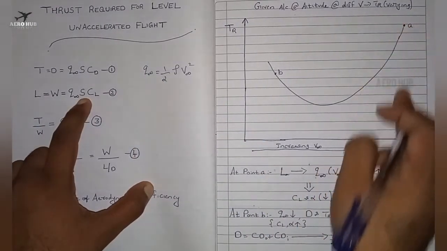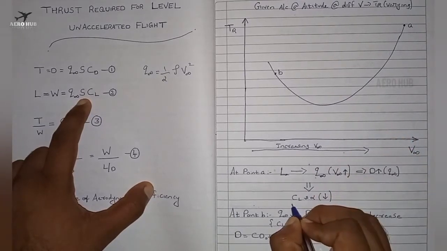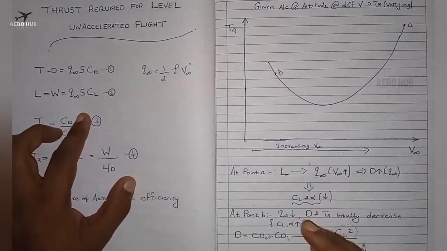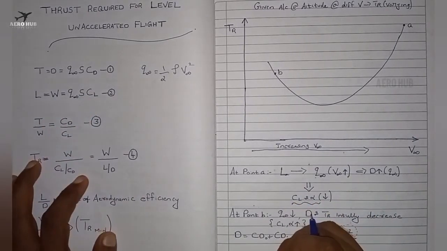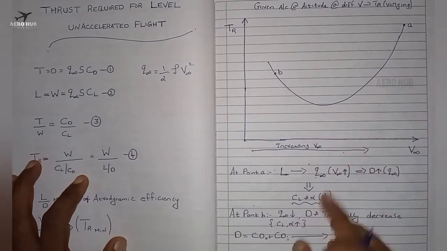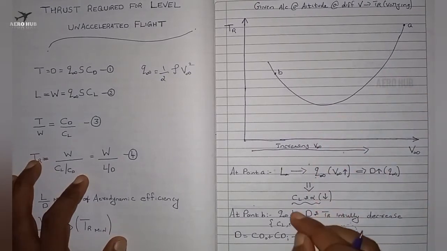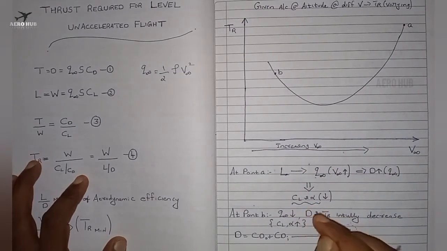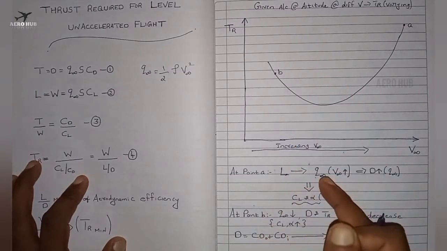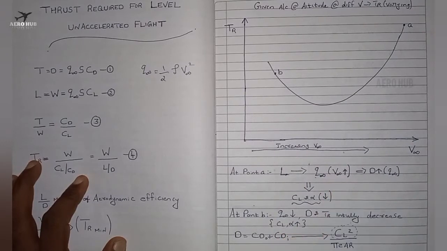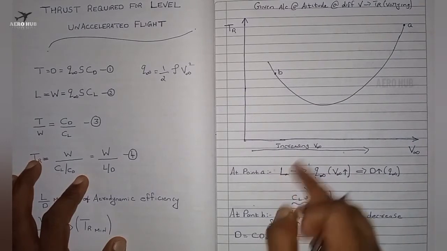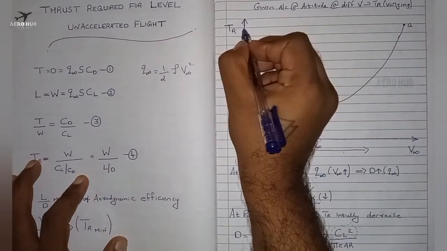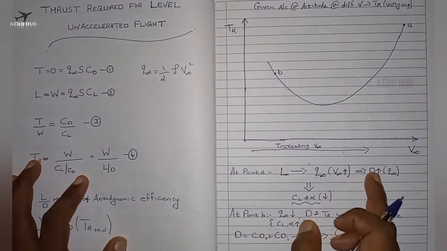And at point A, when the aircraft is flying, the value of coefficient of lift as well as the angle of attack will be very less. Okay, it is very important. At point A, the value of coefficient of lift as well as the angle of attack is very less, since the value of dynamic pressure is very high. And one more important thing, at this point we are having higher velocity as well as higher thrust. That means we will be having more amount of drag.